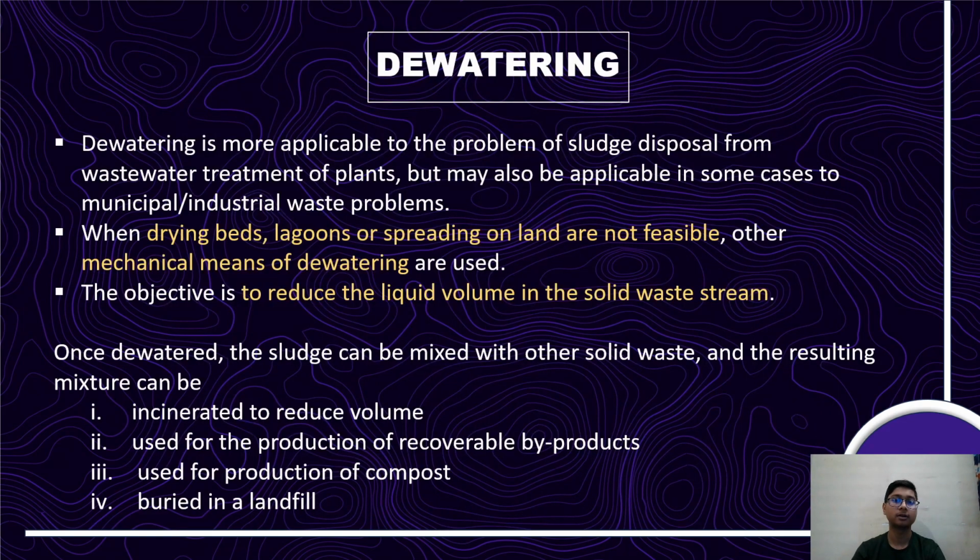Next we have dewatering. It is most applicable to the problem of sludge disposal from wastewater treatment plants, but may also be applicable in some cases to municipal industrial waste problems. When drying beds, lagoons, or spreading on land are not feasible, other mechanical means of dewatering are used. The objective is to reduce the liquid volume in the solid waste stream.